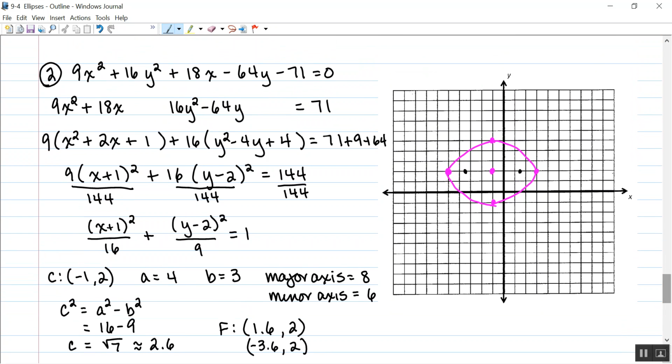So in this lesson, we took a look at ellipses. We learned what the equation is and how to find the length of the major axis, the minor axis, the center, the coordinates of the foci, and all sorts of other fun stuff.